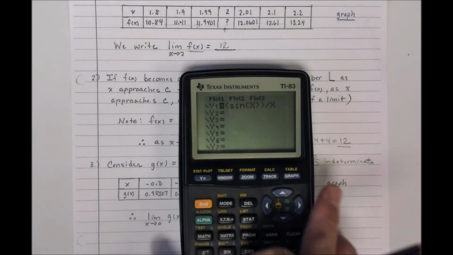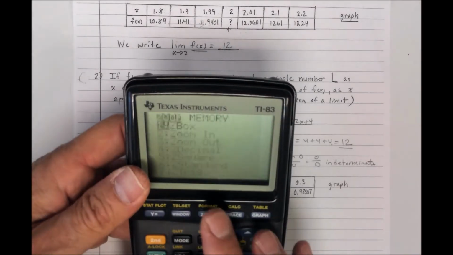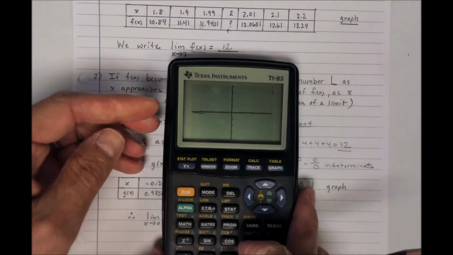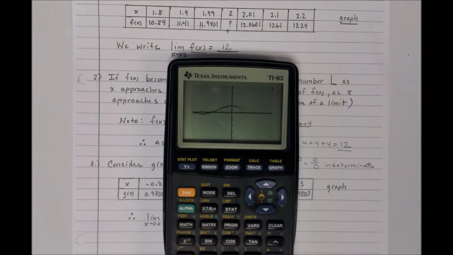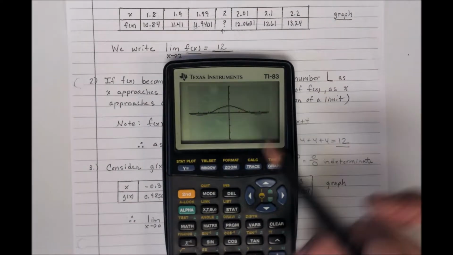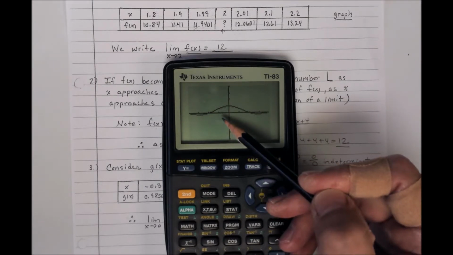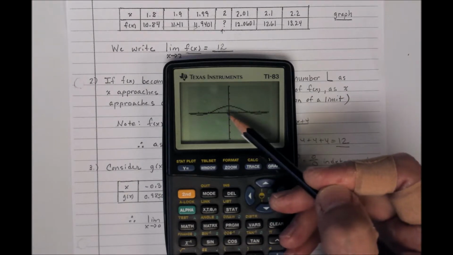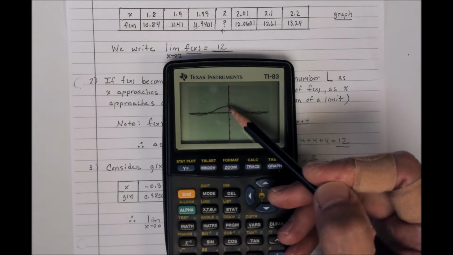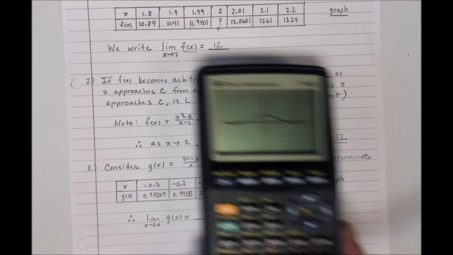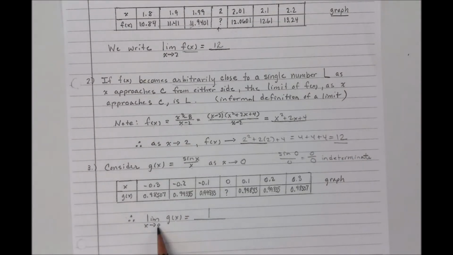Now, if I go to graph this, what I'm going to do is push zoom, and I'm going to go to the trig option, 7. Okay, and as you can see here, as I get closer and closer to 0 from the left side or from the right side, my y value is approaching right up here at 1. Because each one of these tick marks is worth 1. So based on this graph and based on this table, again, I would say that the limit as x goes to 0 of g of x is equal to 1.